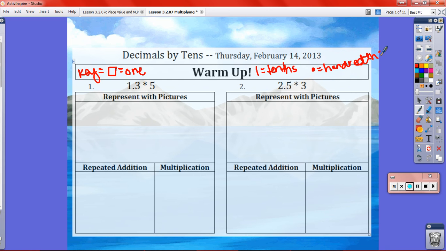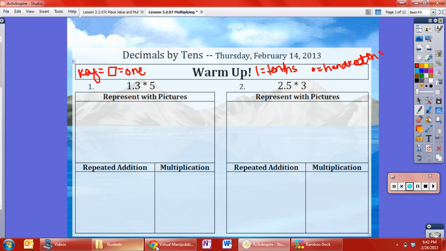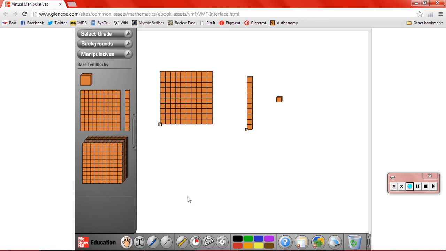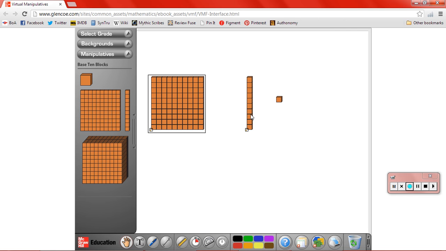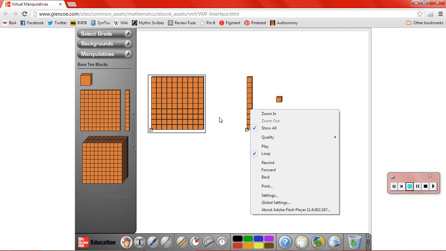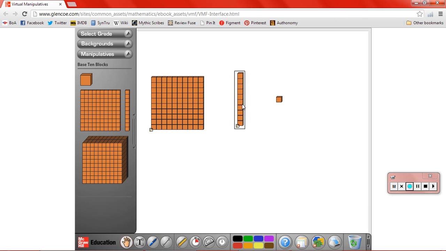And the reason that we use these symbols is because of our base 10 blocks, where we say that one flat is one whole. It takes 10 of these to make a flat, so they're called tenths, and it takes 100 of these to make a flat, so they're called hundredths. And you'll also notice that 1 tenth is made up of 10 hundredths. So 10 hundredths to a tenth, 10 tenths to a whole.